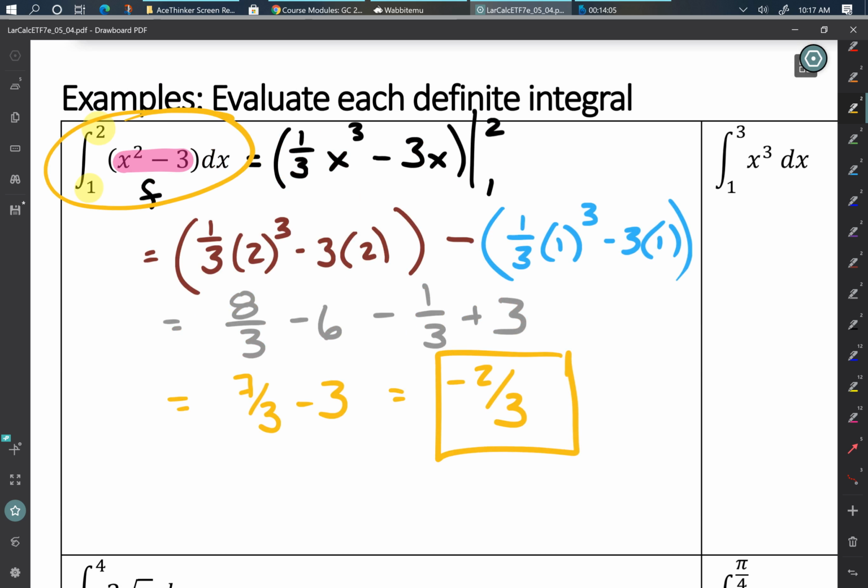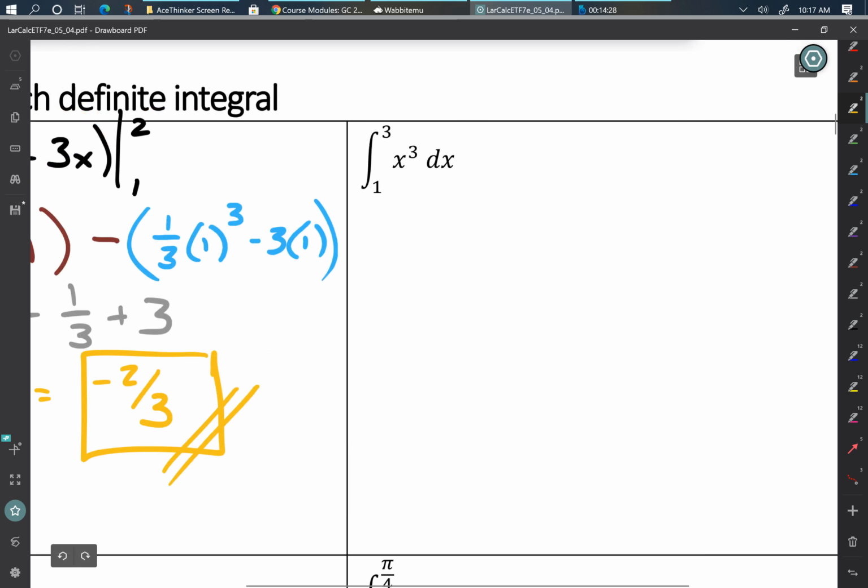Now, the fact that the value of the definite integral is negative should tell us something about this function. It should tell us that there's more of the function below the x-axis than there is above the x-axis on the interval from 1 to 2, or that the value of the definite integral is negative 2/3. All right, one more, and then we'll call this video.